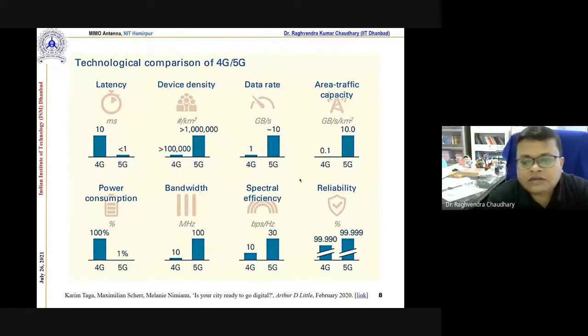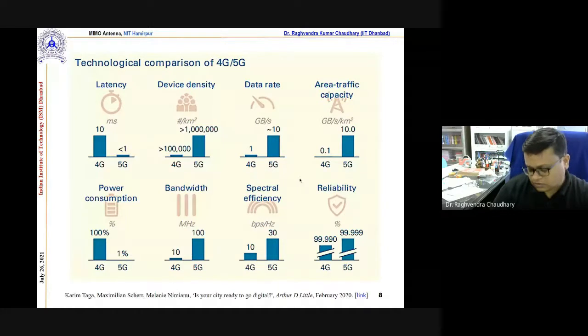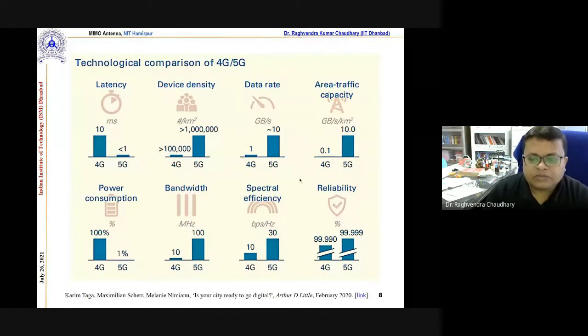When we have more device density, all of it is handled by the 5G system, and the data rate is extremely high. Like the advanced 4G system, we can go up to 1 gigabit per second, whereas for 5G we can go much higher. Similarly for the other things like power consumption, bandwidth, spectral efficiency, and reliability. Everywhere these things are better as compared to the present one.